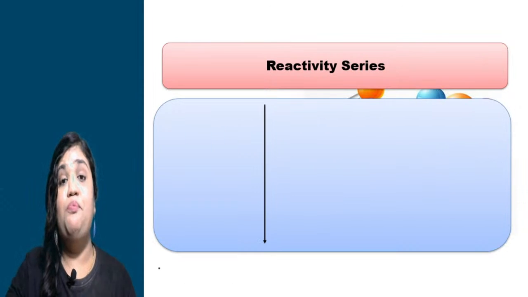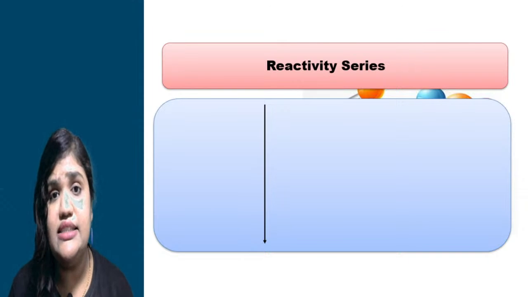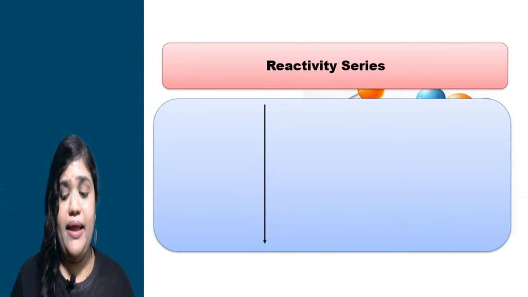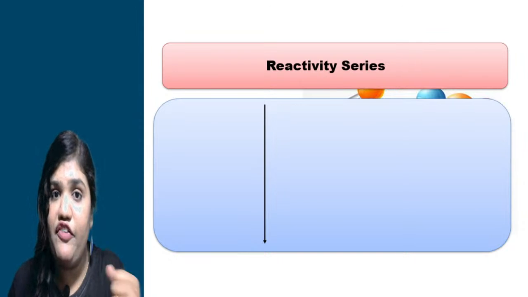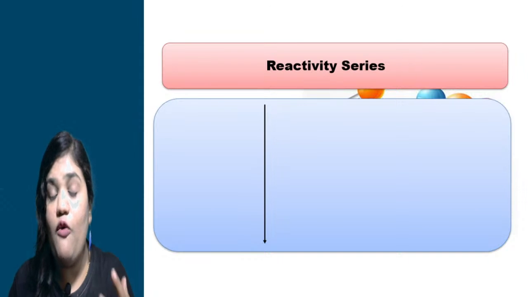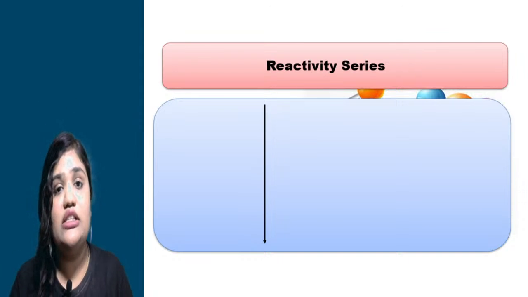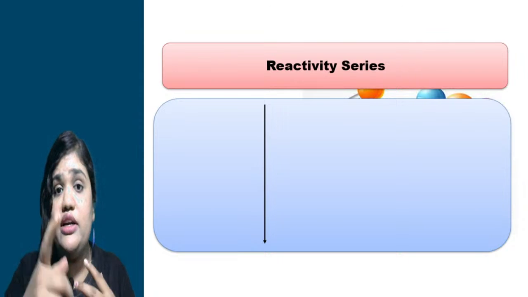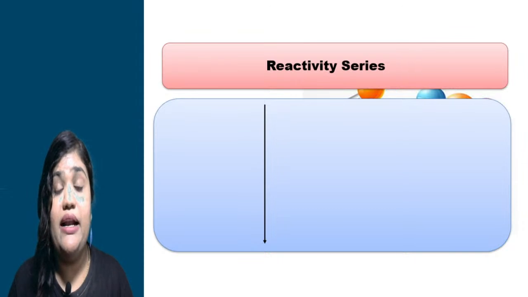Yes, one of the important points: the reactivity series. What is the reactivity series, everybody? Basically, the reactivity series is the order, the sequence of the reactivity of metals from the highest position to the lowest. In this way you can assume what the product will be in a single displacement reaction.